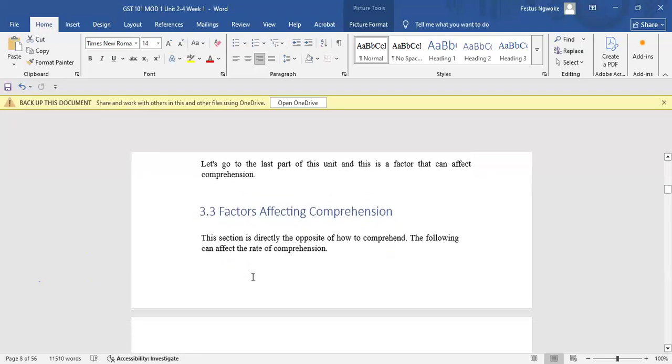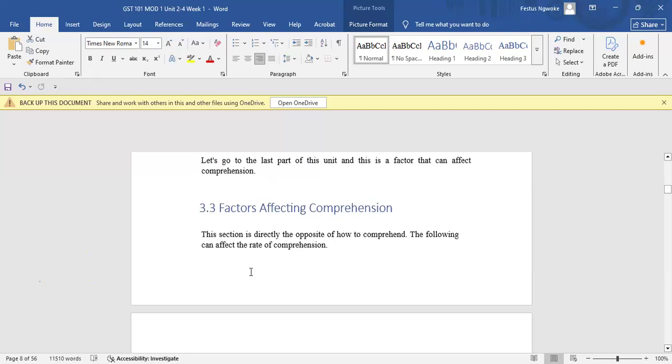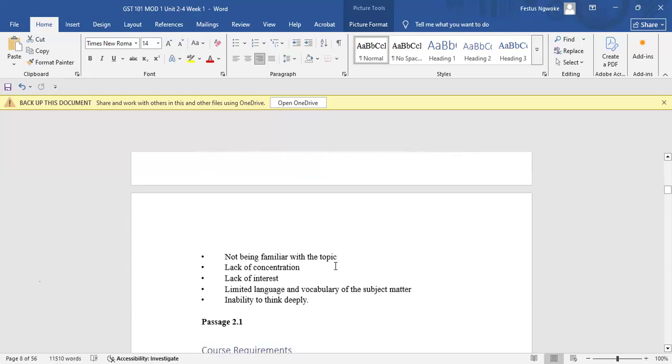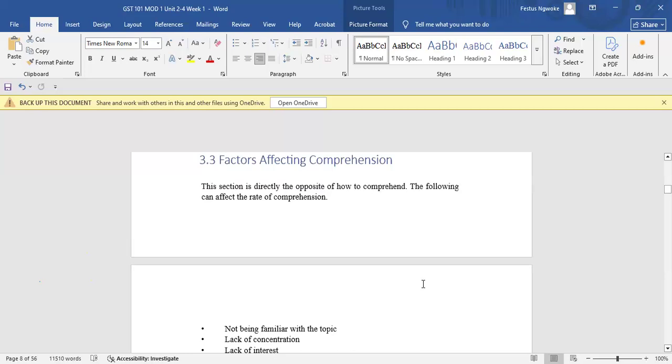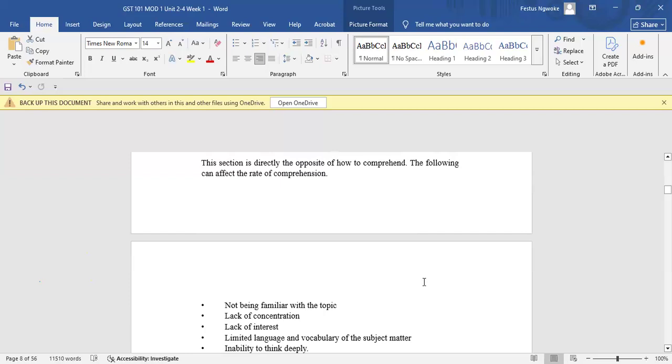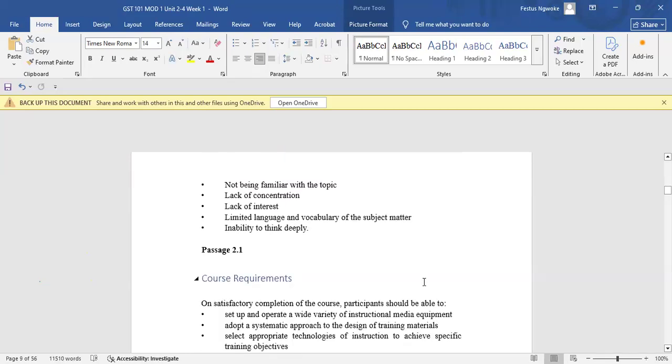Now let us look at unit 3.3, factors affecting comprehension. Let's look at this. The following factors can affect the rate of our comprehension: not being familiar with the topic, lack of concentration, lack of interest, limited language and vocabulary of the subject matter, inability to think deeply. These are the points that could make us not comprehend, factors that can affect comprehension.